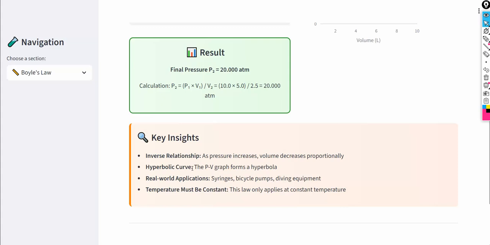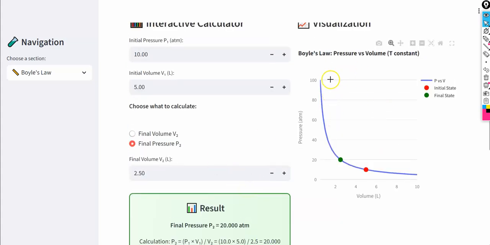Now here are the key insights. Boyle's law follows an inverse relationship. As pressure increases, volume decreases proportionally, and if you draw the PV graph, it will give a parabola. Real-world applications: syringe, bicycle pump and diving equipment. Temperature must be constant, so this law only applies at constant temperature. Now here is the P and V versus plot, which is like a parabola plot.